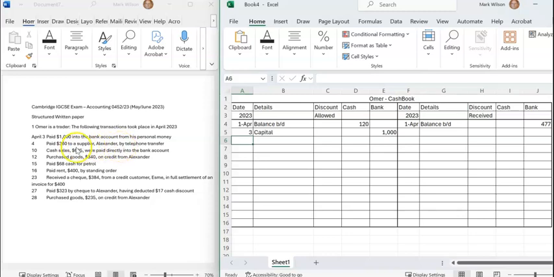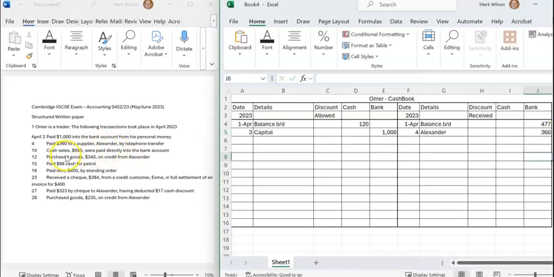Second one, paid $360 by telephone transfer. So that happened on the 4th. Is that money coming in or out if we've paid it? So we're going to put it in the out. And that's to a supplier. We write the supplier's name because that will be credited against that supplier's account. And we're paying $360. Telephone transfer, so that won't be cash. That will be the bank account. So we're going to put $360 into the bank there. That's out. Second one done.